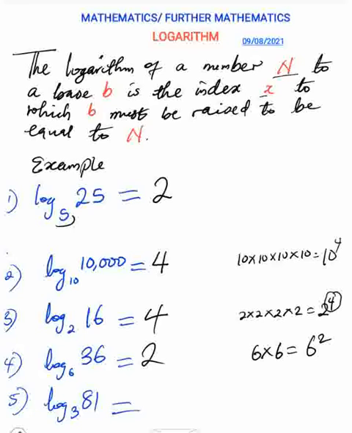Now, the fifth number here, we have logarithm of 81 to base 3. How many times are we going to multiply 3 by itself to give 81? 3 times 3, we give 9, times 3, we give 27, times 3 will give 81. That is, 3 raised to the power of 4 is equal to 81. Therefore, the logarithm of 81 to base 3 is equal to 4.